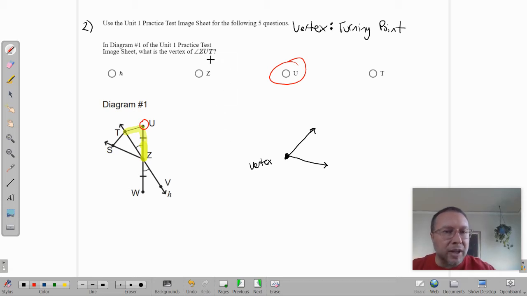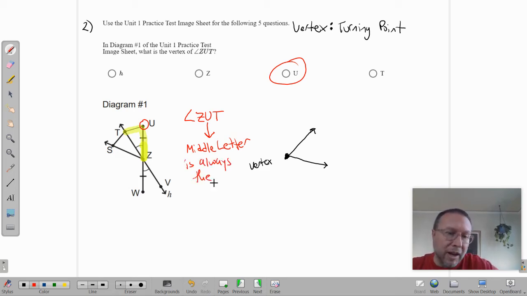Here's another little hint too: when you see it written as angle ZUT, the middle letter is always the vertex. So the middle letter is always the vertex. That's a way I could have got that without even looking at the diagram. I could have got that question correct because I could have just looked to see what the middle letter was, and the middle letter is always going to be my vertex.